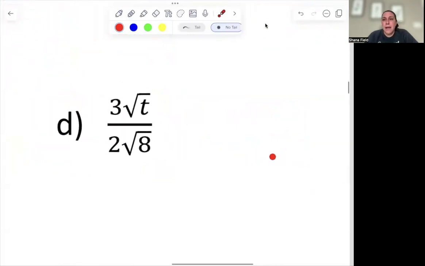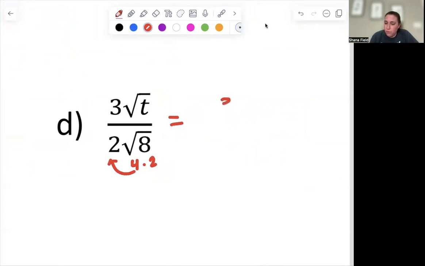All right, looking at this guy. Couple options. We can multiply by the square root of 8 and then clean it up. Or if you wanted to, go ahead and break the 8 into 4 and 2, and bring that 4 to the outside. You can do that. And so you would have 3 root t over, bring that 4 out, 2 times 2 is 4, radical 2.